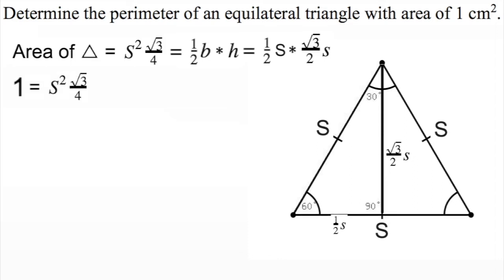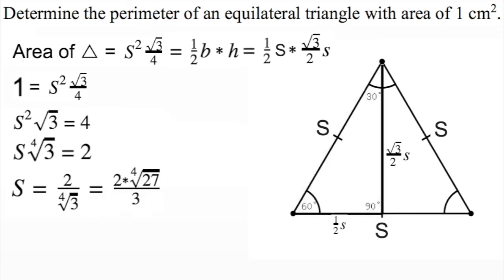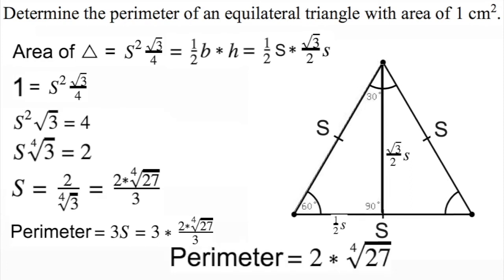Set that equal to 1, s squared root 3 is equal to 4, s to the fourth root of 3 is equal to 2. If you simplify that, s is equal to 2 over the fourth root of 3, which is the same thing as 2 times the fourth root of 27 over 3, if you multiply the numerator and denominator by the fourth root of 27. And since you want to find 3s, which is the perimeter, you multiply it by 3. The perimeter is equal to 2 times the fourth root of 27.